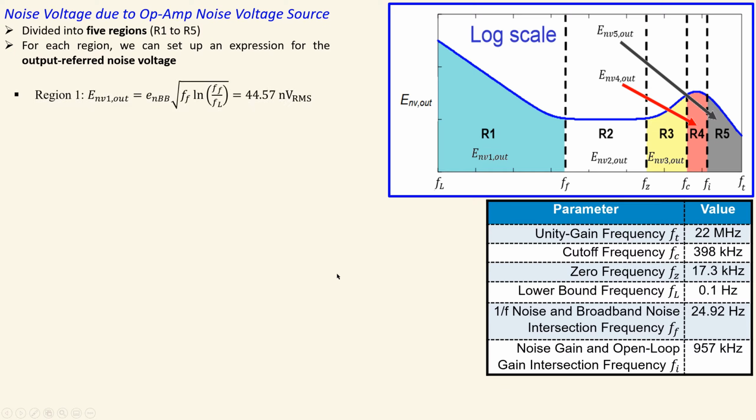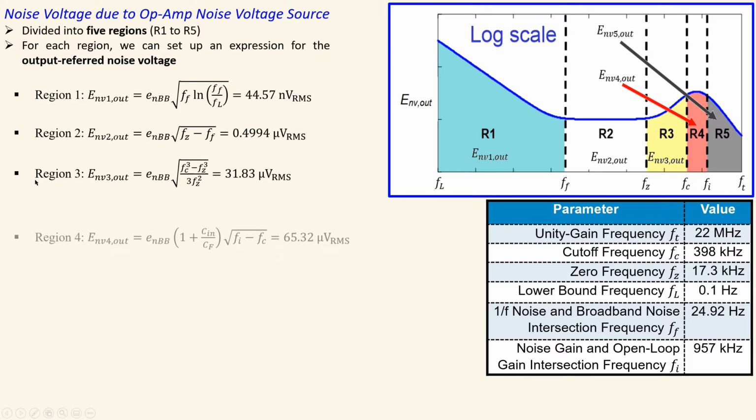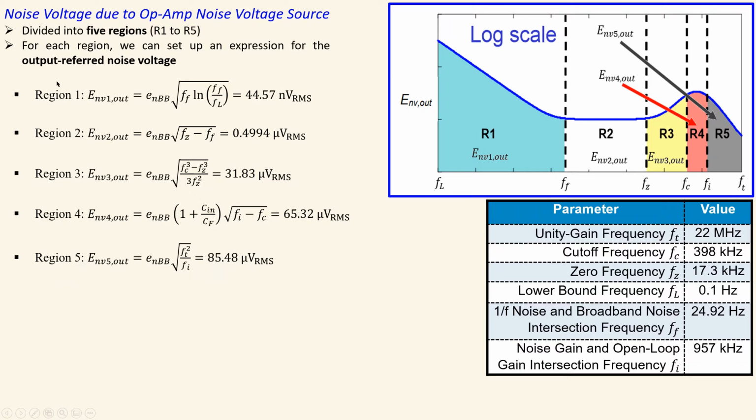Now what we have is region 1. If you substitute in this formula the required values from here and also the broadband noise voltage spectral density of 3.8 nanovolts per root hertz, you will get 44.57 nanovolts RMS. Similarly for R2 using this formula, you will get this result, for R3 this result, for R4 and R5. So for these 5 regions you will have these results using the values from the frequency parameters.